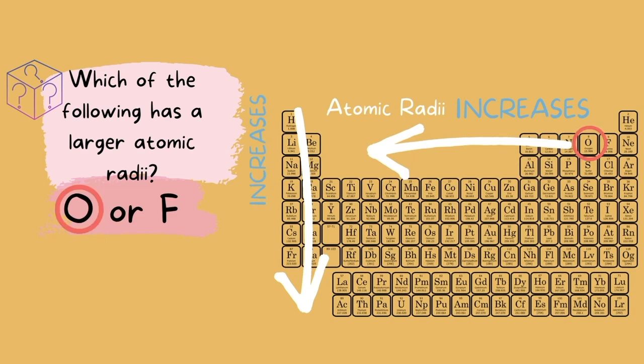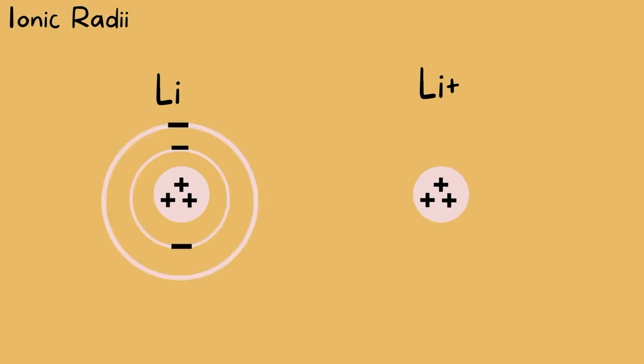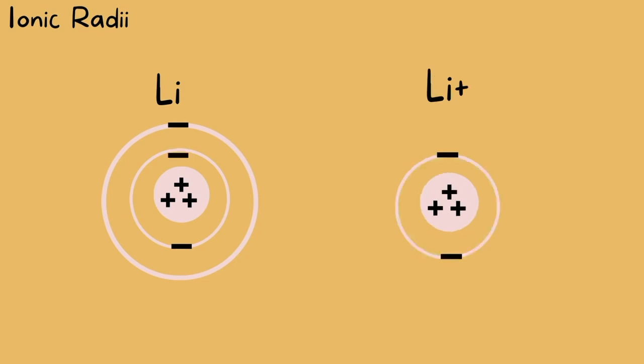Associated with atomic radii is ionic radii. Ionic referring to ions like cations with a positive charge and anions with a negative charge. Here we have lithium in its neutral form and its ionic form with a +1 charge. Lithium has 3 protons in both forms. In its neutral form, it has 3 electrons, and because it has a 1+, it must have only 2 electrons in its ionic form. You will automatically notice that the cation is smaller than its neutral form.